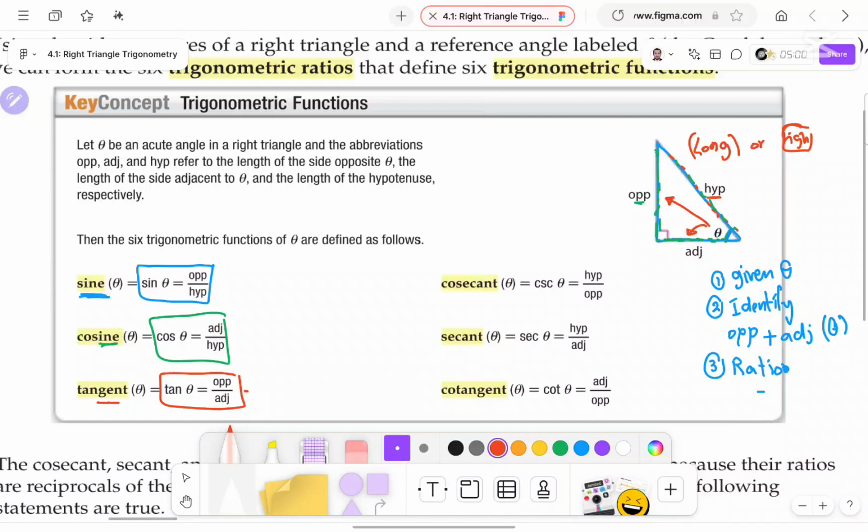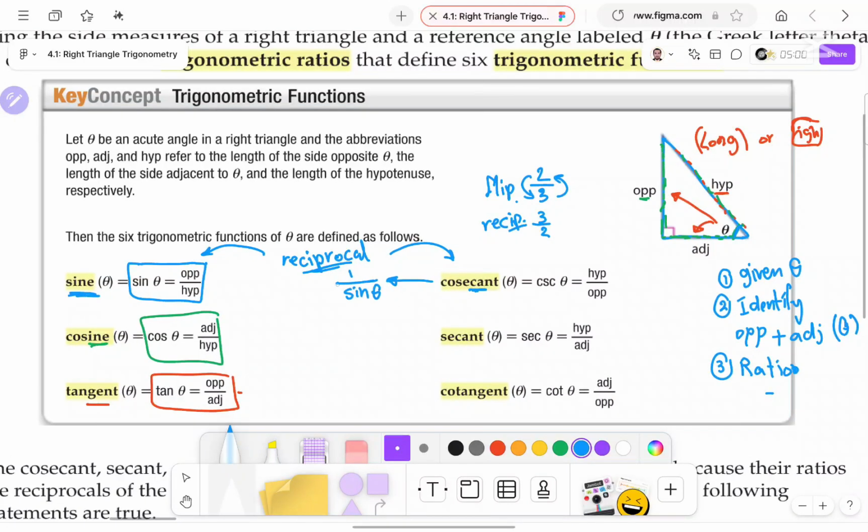Now how about the cosecant, secant, and cotangent, which are the three written here? The first thing, the reciprocal of the sine is the cosecant. What's the meaning of reciprocal? Reciprocal means you flip. For example, 2 over 3 flipped will be 3 over 2. So when I say that cosecant is the reciprocal of the sine, it will be 1 over sine theta.